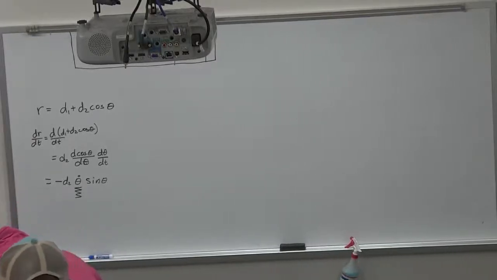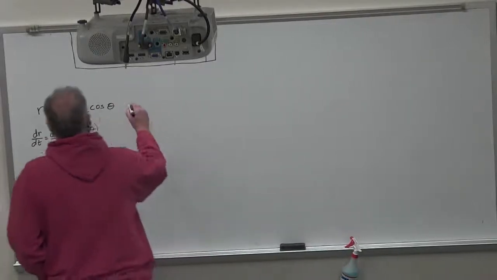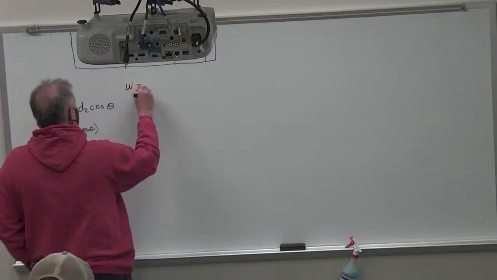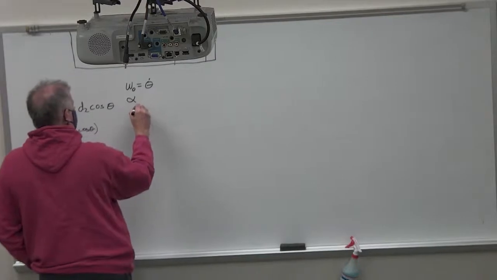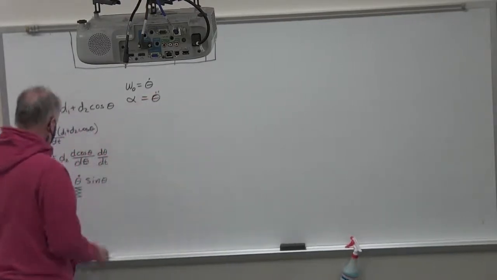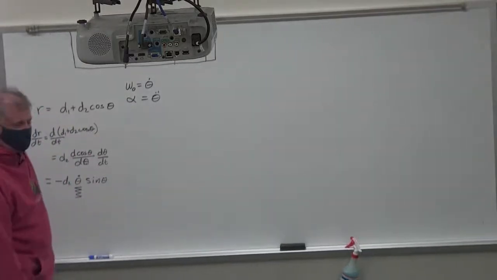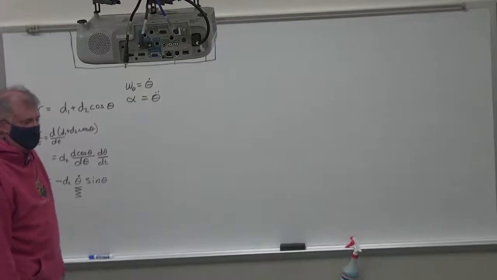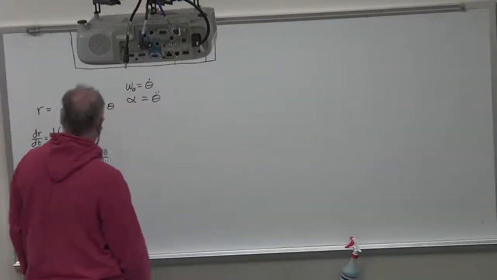Okay, it says it gives us omega. That's it. Omega naught is equal to theta dot. And it gave you alpha, right? Yes. Okay, so that's theta double dot. Now that's interesting, why did I write it that way? I don't know why I did it that way versus the other way.